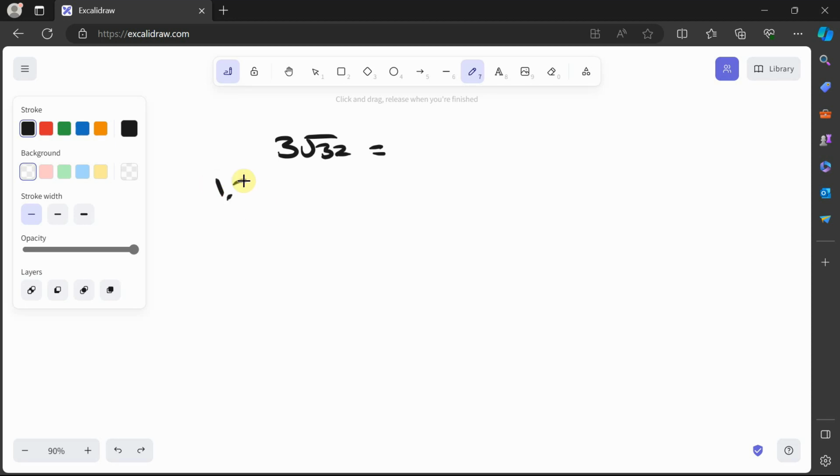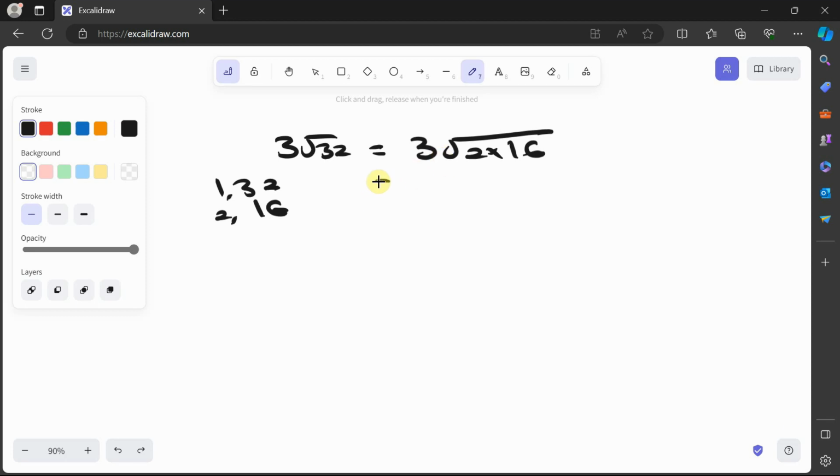We could say 1 times 32, 2 times what? 16, because 2 times 16 will give me 32. Is 16 a perfect square? Yes, 16 is a perfect square because 4 squared will give me 16. So I could write this as 3 root 2 times 16.